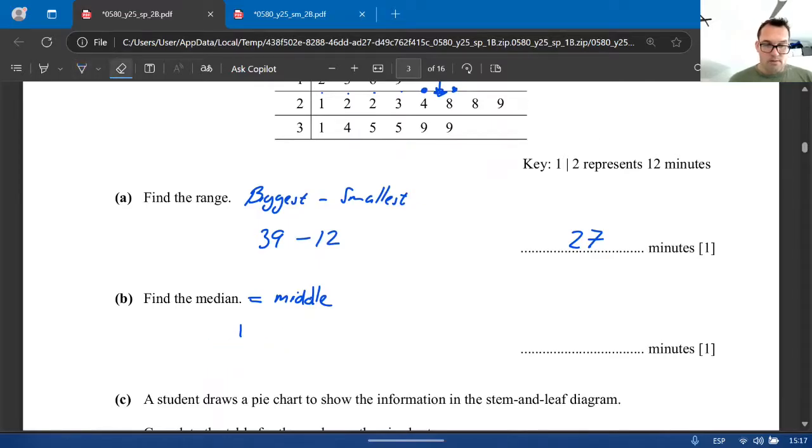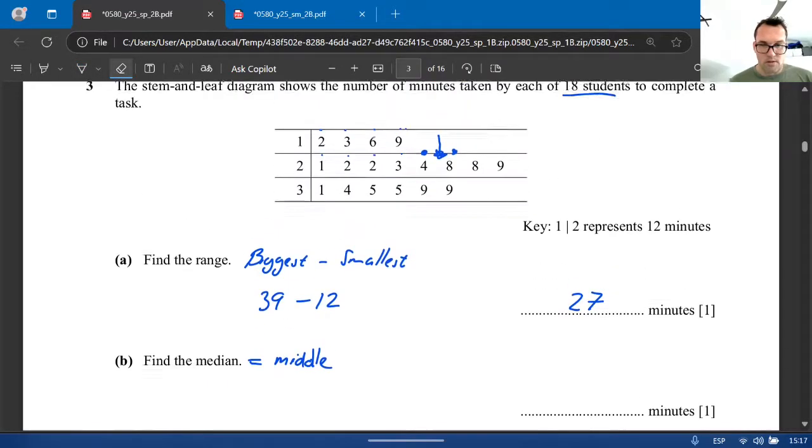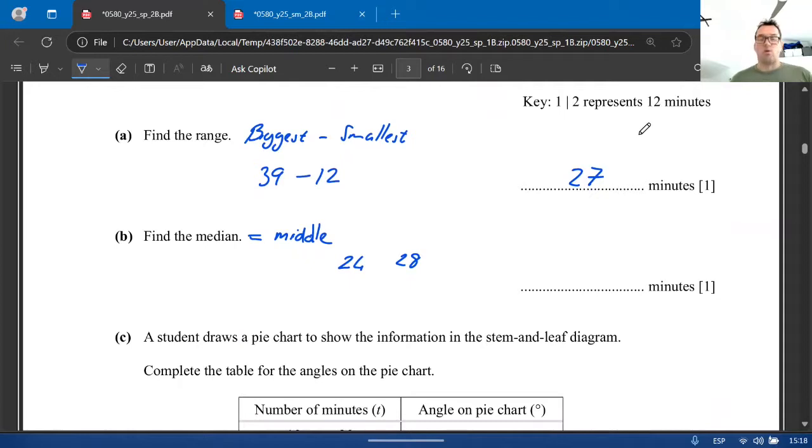Now, those are two numbers. The 9th person took 24 minutes to complete this task, and the 10th person took 28 minutes. Okay, so what's halfway between 24 and 28? You can just think 24, 25, 26, 27, 28.